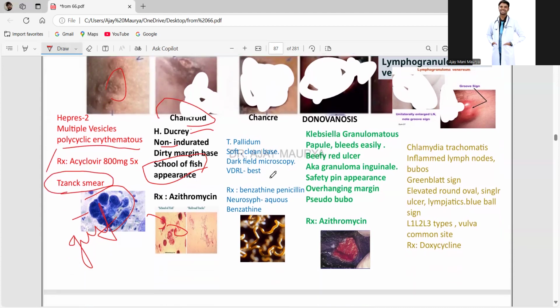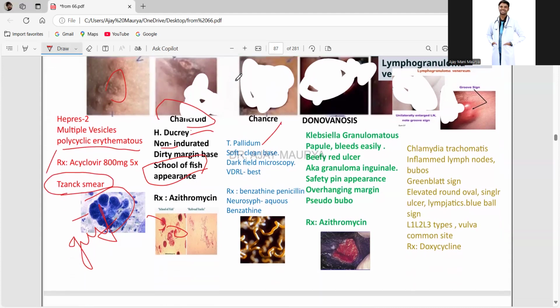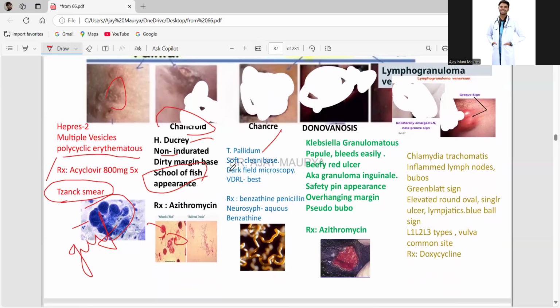Syphilis is caused by Treponema pallidum. This is having the indurated ulcer, which is soft and we have a clean base. In dark field microscopy, guys, we'll see there is a corkscrew pattern, like a bacteria.